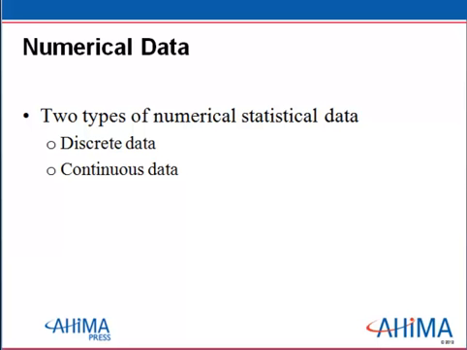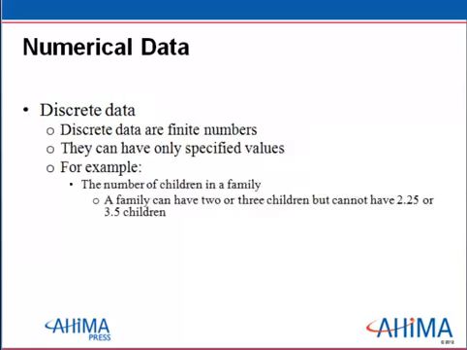There are 2 types of numerical statistical data. They are discrete and continuous data. Discrete data are finite numbers. That is, they can have only specified values. The number of children in a family is an example. A family can have 2 or 3 children, but they cannot have 3.5 children. The numbers have to represent an actual measurable quantity.